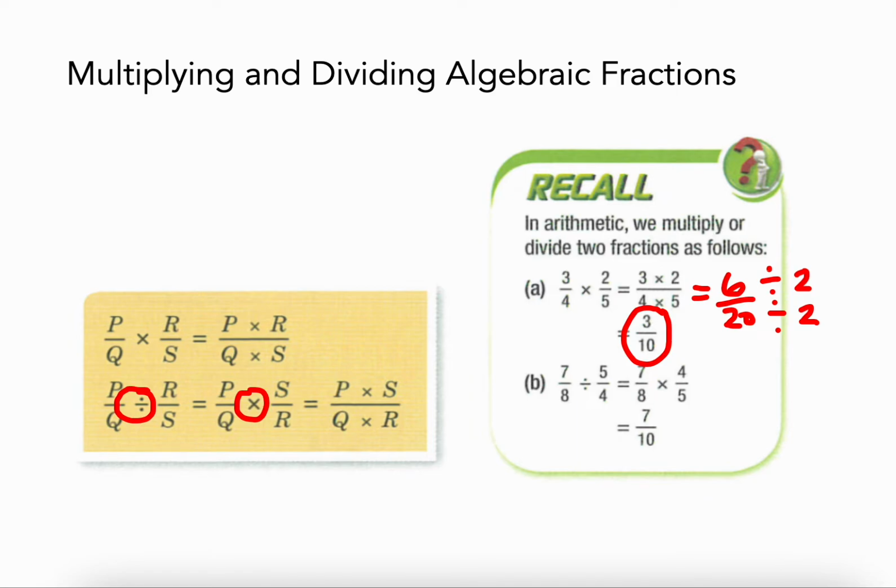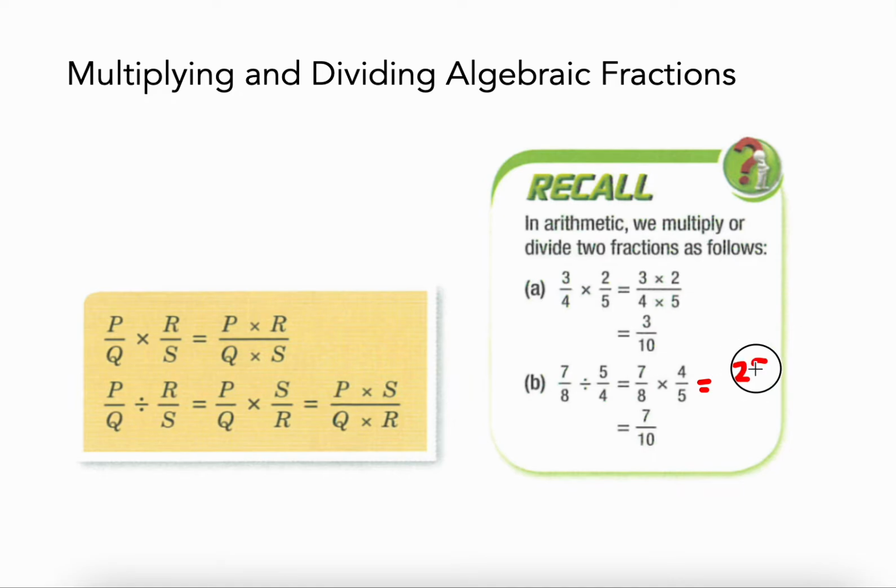So with our example with normal number fractions, 7/8 divided by 5/4 is the same as 7/8 times 4/5. And then you multiply across, 7 times 4 is 28, over 8 times 5, 40. Reduce further by dividing by 4, top and bottom. 28 divided by 4 is 7, 40 divided by 4 is 10. So that's how you get 7/10.